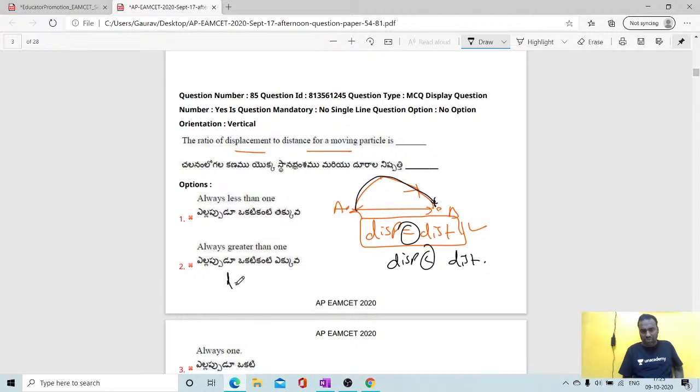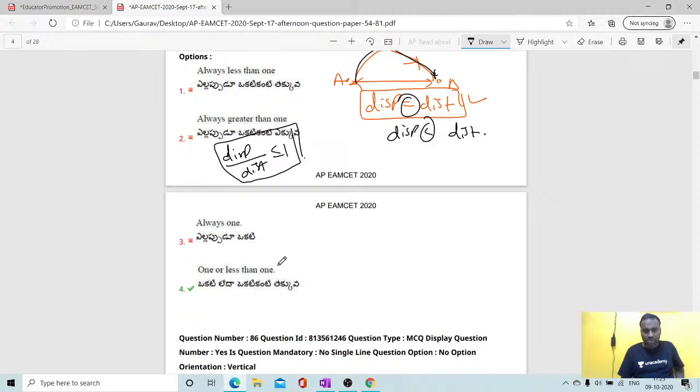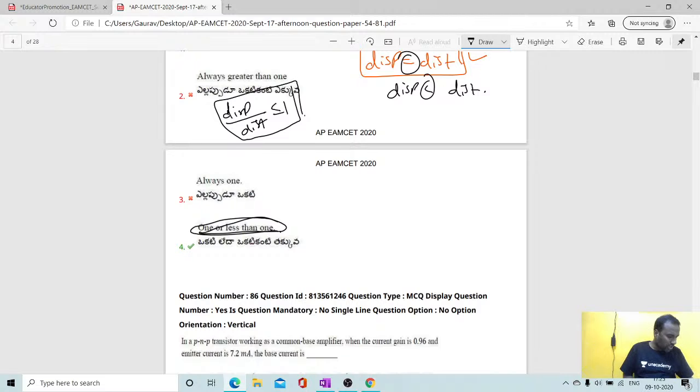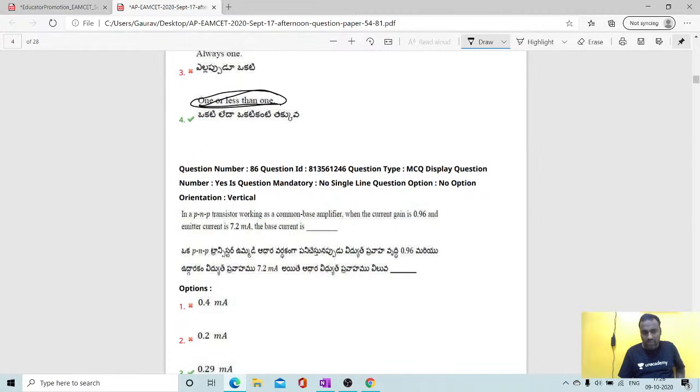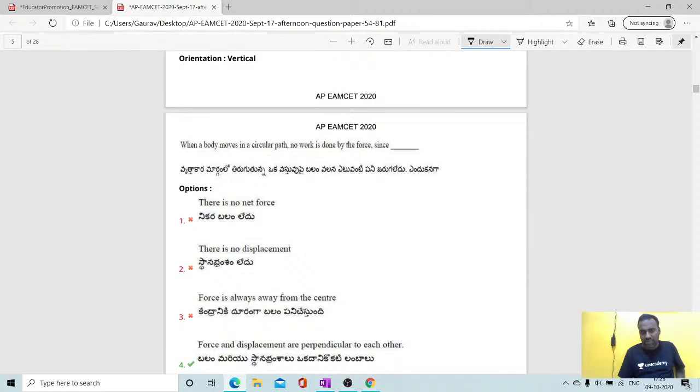So the ratio, if you observe over here, that displacement upon distance is always lesser than or equal to 1, we can say. Since it is always lesser than or equal to 1, option 4 is the answer, students. 1 or lesser than 1, we can say. Then we'll move on to the next question over here, students. Students, I hope everybody is getting clear. If any doubts, any problem, please send in the live chat.